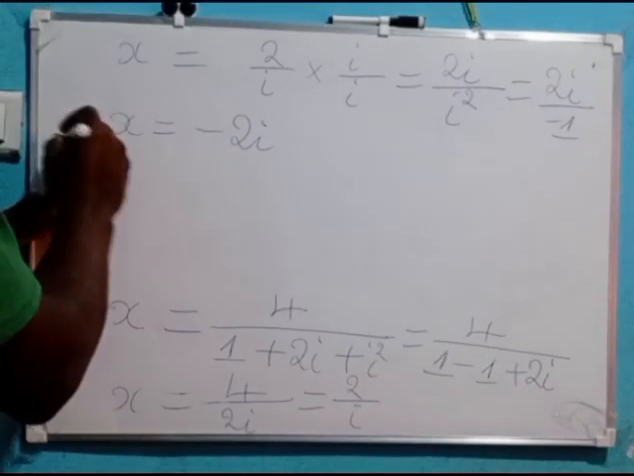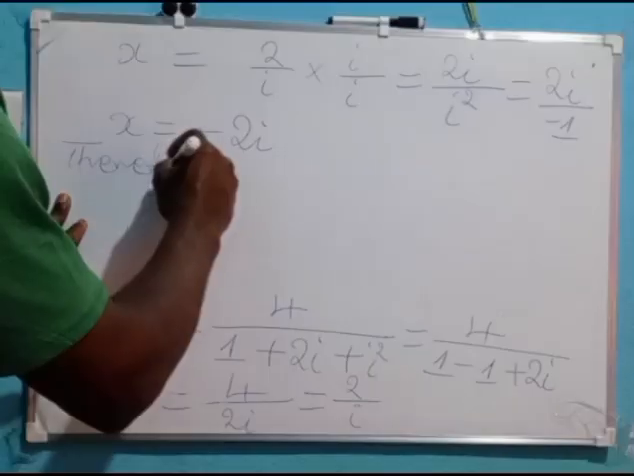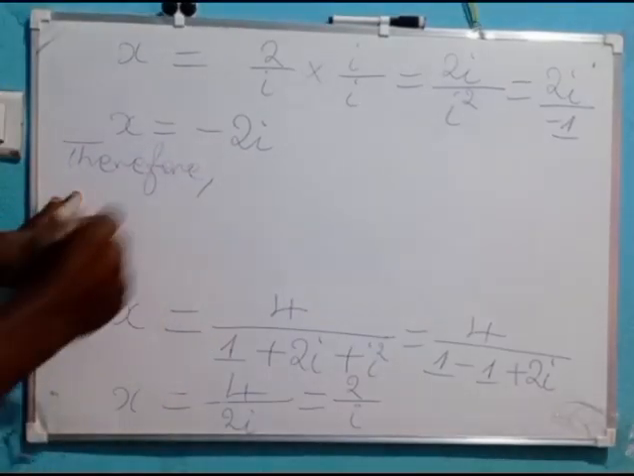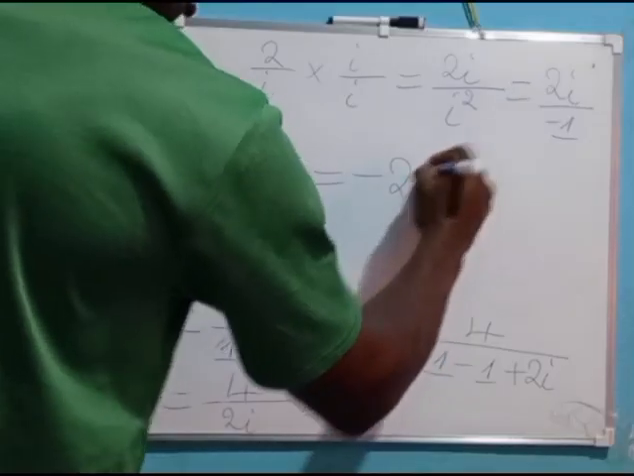Then we conclude, therefore, x is equal to negative 2i.